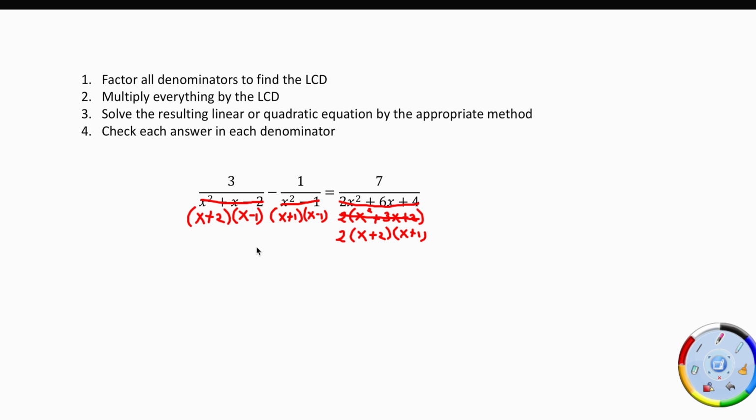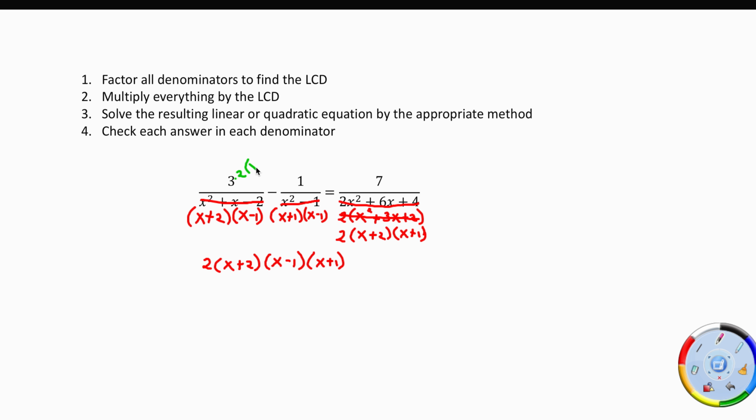Now to find my common denominator, I take whatever they have in common. Some of them have an x plus 2. Some of them have an x minus 1. Some of them have an x plus 1. And then this one has an extra 2. Take what they have in common and everything extra, right? This doesn't have anything that's not listed down here. This doesn't have anything that's not listed. So this is my common denominator. That's what I'm going to multiply every term by.